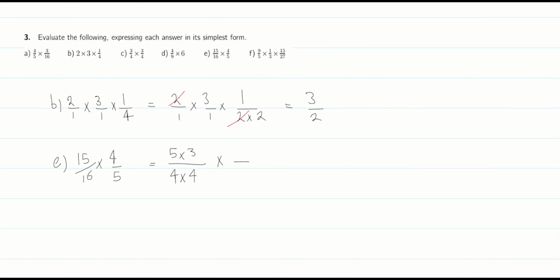Then I'm going to move to the next fraction. We have 4 over 5. Now, as you see in here, we have a 5 on the top and a 5 on the bottom. These would cancel out each other. And also for the 4, we have a 4 on the top, a 4 on the bottom. These would cancel out each other. And we will be left with 3 over 4.